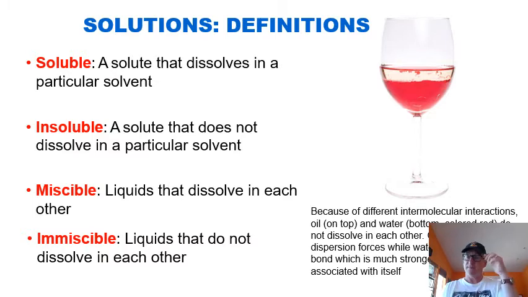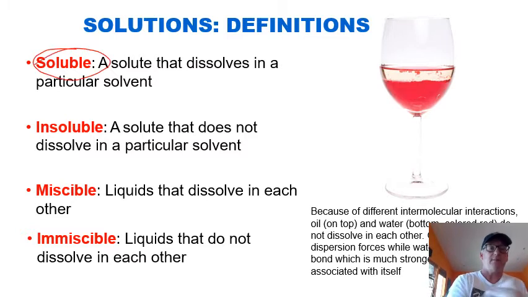So these are some of the definitions, some of the words we're going to be using when we talk about solutions. Now, anything that will dissolve in a solute, we say that it's soluble. Makes sense. So NaCl is soluble in water. Sugar is soluble in water. Oil is soluble in gasoline.